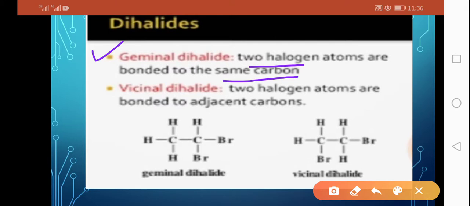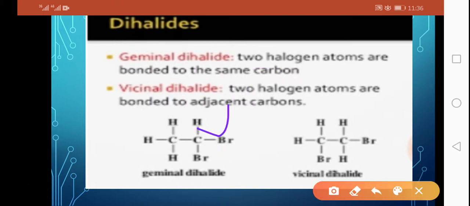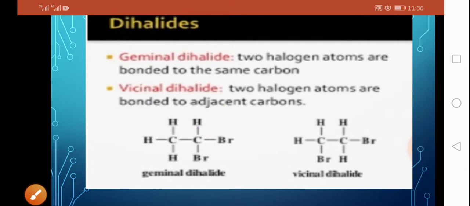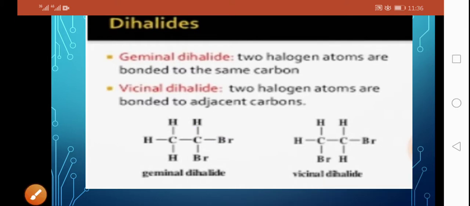Here you can see the example of geminal dihalide, in which Br is the bromine atom, and both are present on the same carbon atom. Both are located on this one carbon atom. So we can see that this is an example of geminal dihalide.